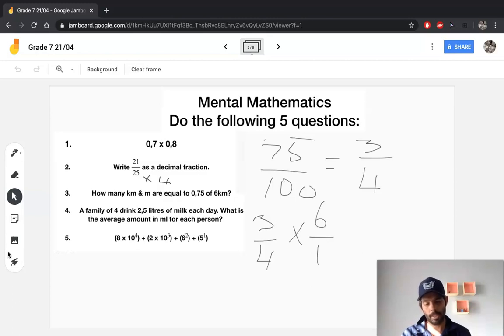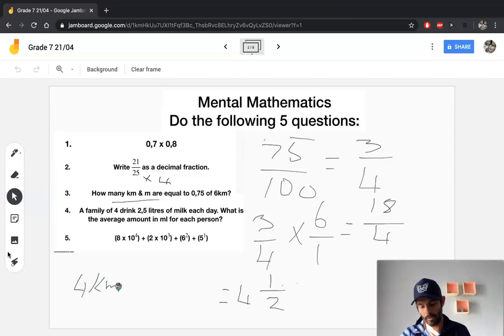So 3 times 6 is 18, and 4 times 1 is 4. So 18 over 4 is equal to 4 and 2 over 4, which is 4.5. Okay, and they've asked us for the answer in kilometers and meters. So that's 4 kilometers and 500 meters. Okay, and that's the same as 4.5 kilometers. Okay, good. So that's just fractions of amounts, but asked in a decimal format. Okay, but same principles apply.